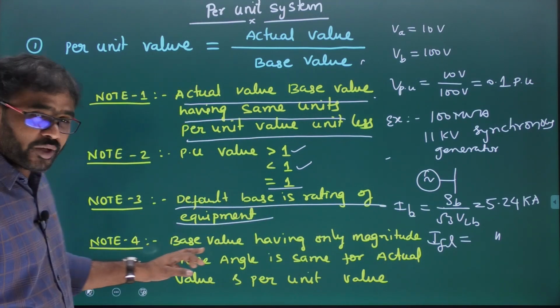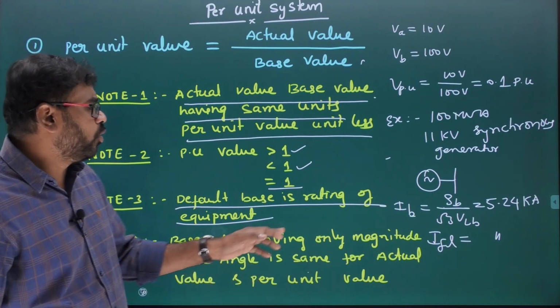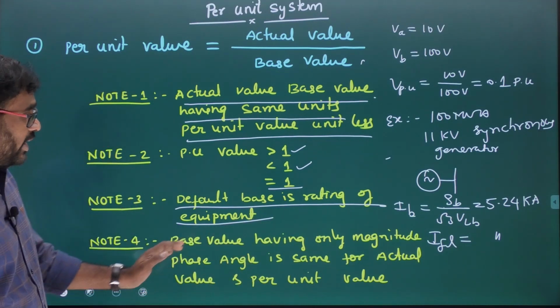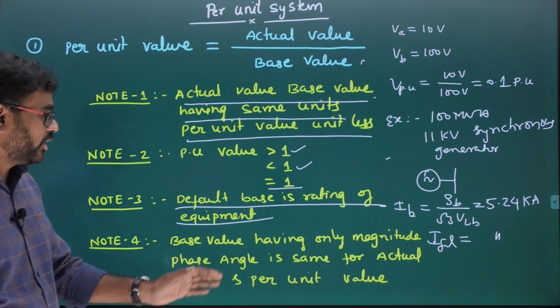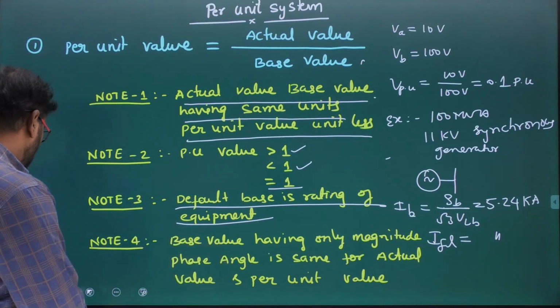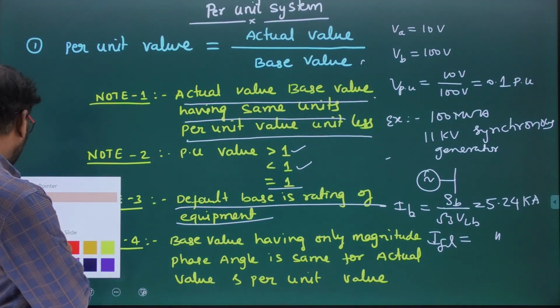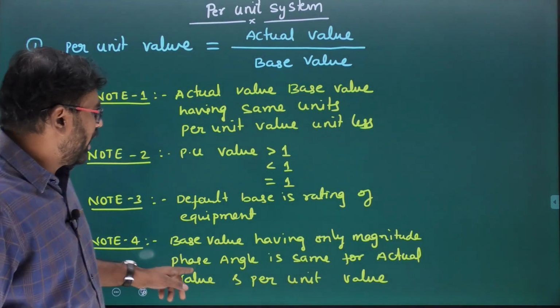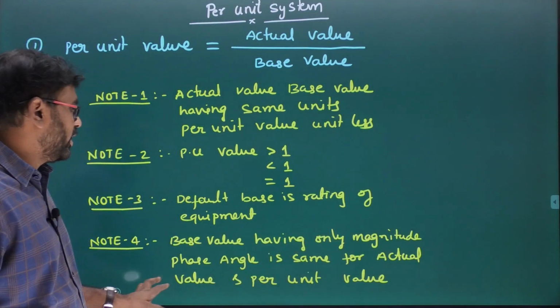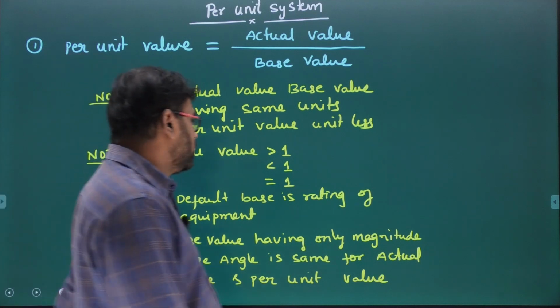Next one is a very important thing, sir. Base value has only magnitude; the phase angle is the same for the actual value and the per unit value. Okay, so if you notice this point, what I'm saying is, base value has only magnitude, phase angle is the same for actual value and per unit value.